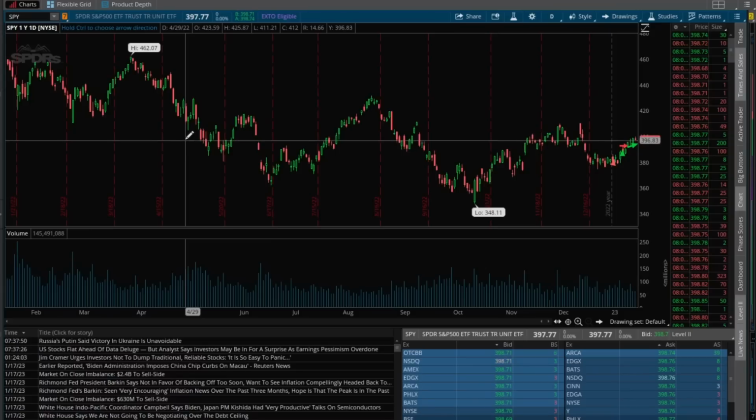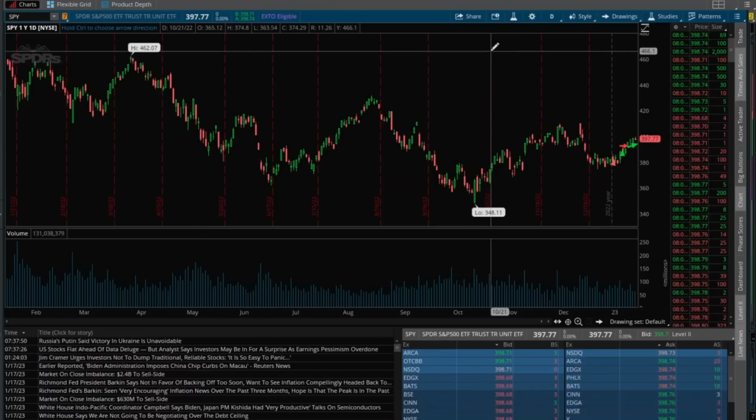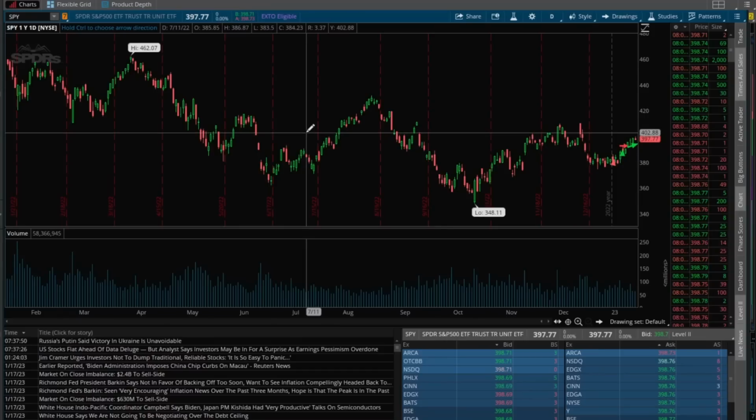I do want to keep in mind that we are about middle way through this move right here. So the further we go up, the more risk you're going to be taking on the call side. So you just want to keep that in mind with your sizing, where we are overall on the chart.